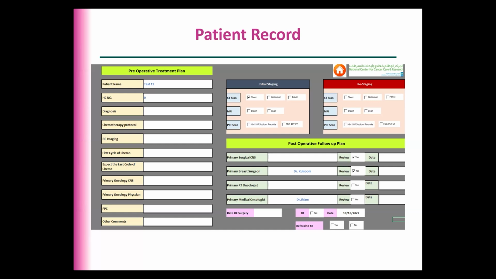On the right side of the monitor, we can see the initial staging and restaging. Down below, we can see the postoperative treatment plan. In this part, the breast surgery clinical nurse specialist, breast surgeon, and radiation oncologist need to review the file.